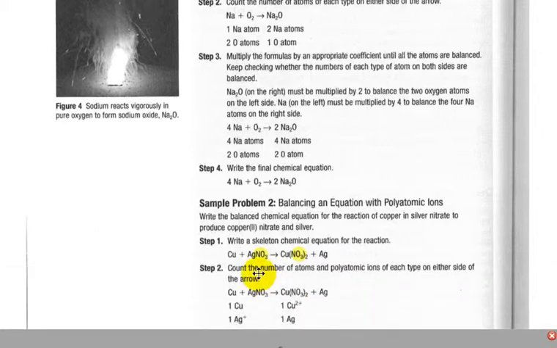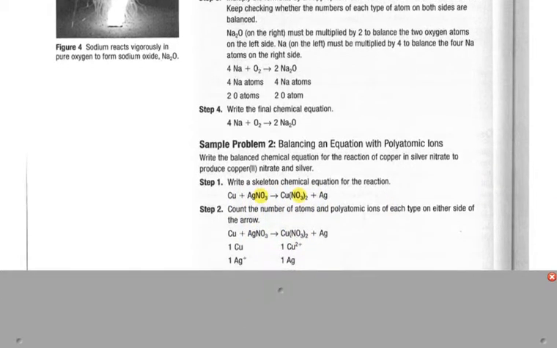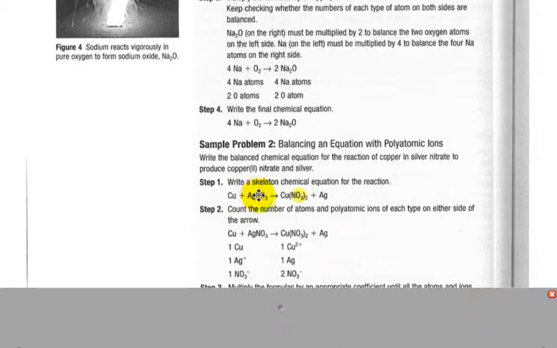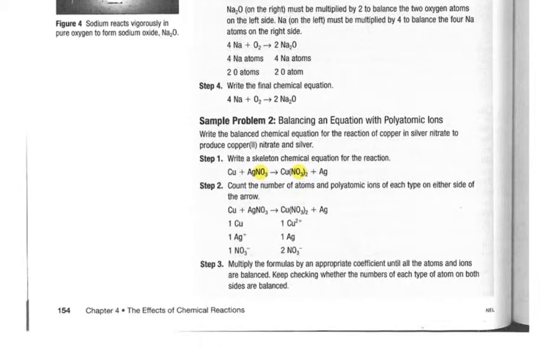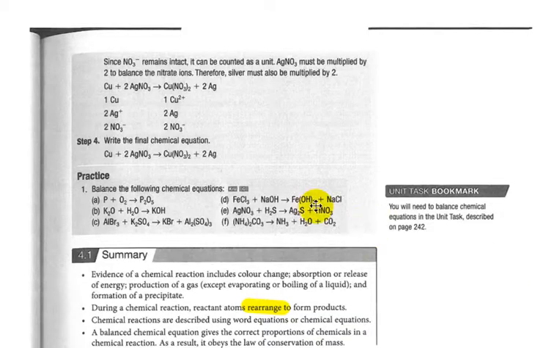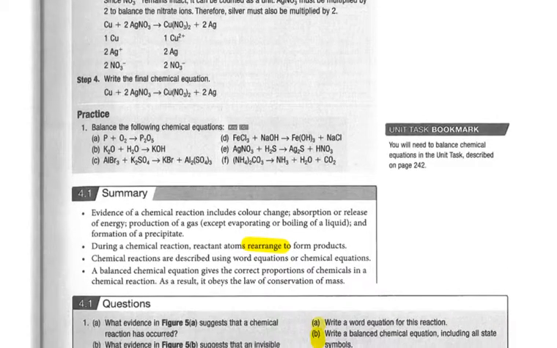So if we take a look here, we have 1 copper, 1 copper, 1 silver, 1 silver, and then 1 nitrate, 2 nitrates. So all we need to do is put a 2 over here to get 2 nitrates, and of course that's going to give us 2 silvers, but easily done. Put a 2 in front of that silver, and it should work. And if we look at the next page, you'll see that's in fact what happens. Okay. Now I have a few practice questions that we're going to work on together here.